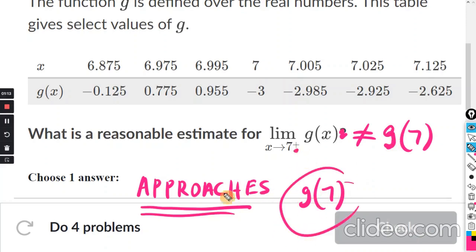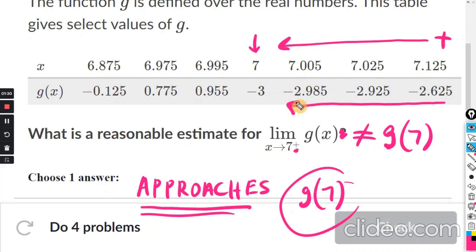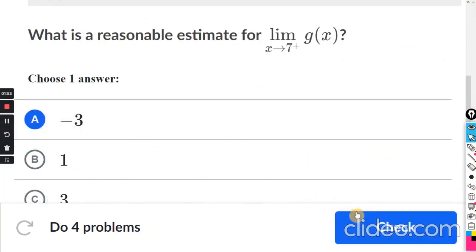And we're coming from the positive side, so let's take a look. Right here is x equals 7. So this is the positive side, and we are headed towards 7. We're approaching 7, and we can see g of x is getting closer and closer to -3. We're really looking at these numbers right in here because we're trying to see what it approaches, not necessarily what it is. From these numbers, we can see it's headed toward -3. We don't have to worry about this side at all because it's coming from the positive side. Answer A.